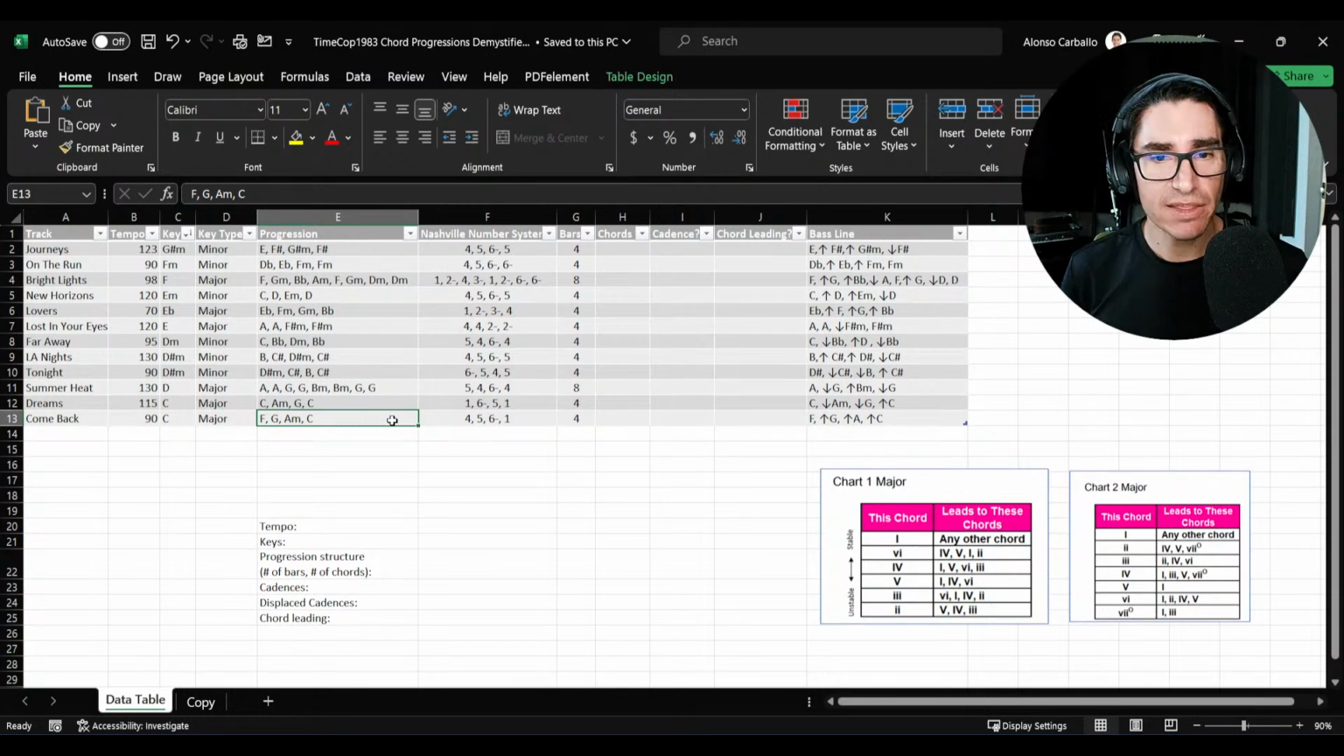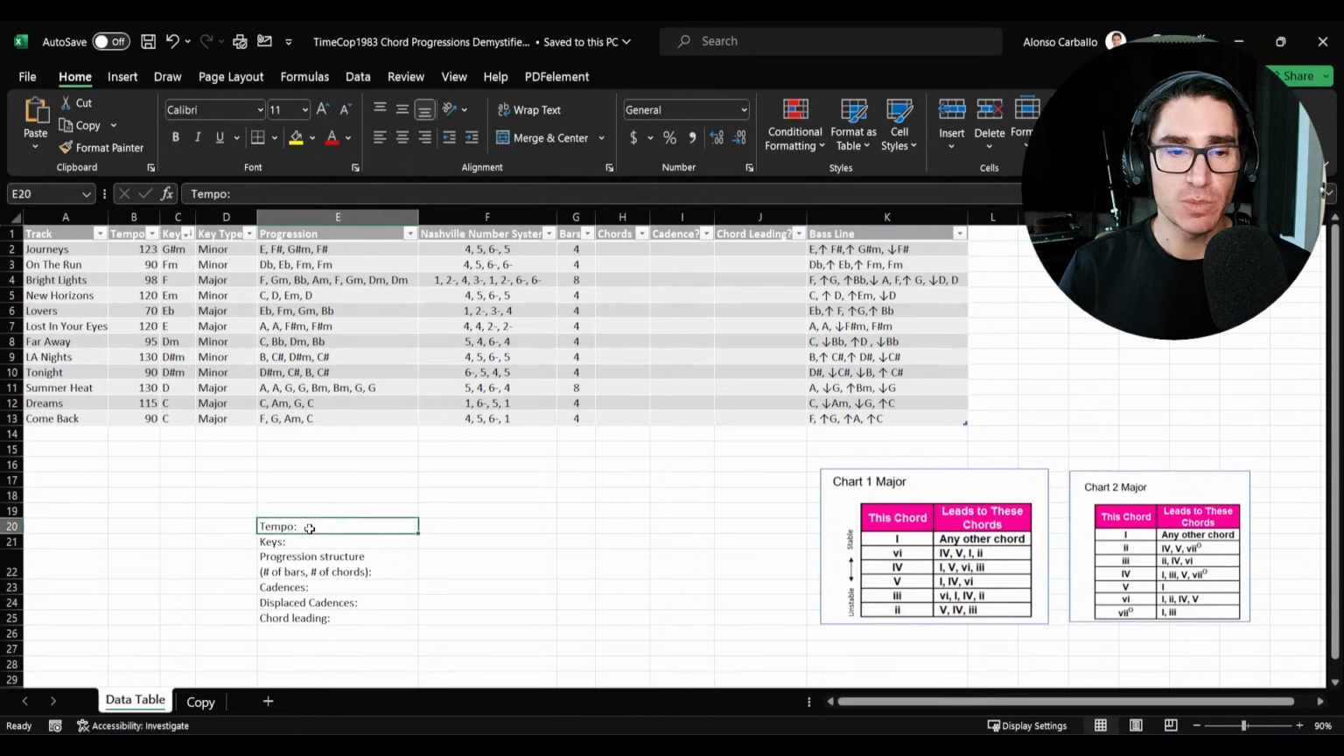So one of the things that I want to do is see what insights we can gather in terms of the tempo that he uses, the keys. What about his chord progression structures? Does he use cadences? Does he use displaced cadences or chord leading?